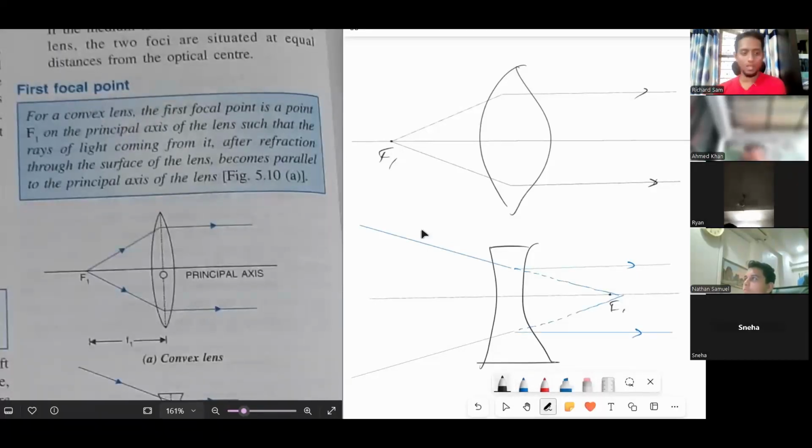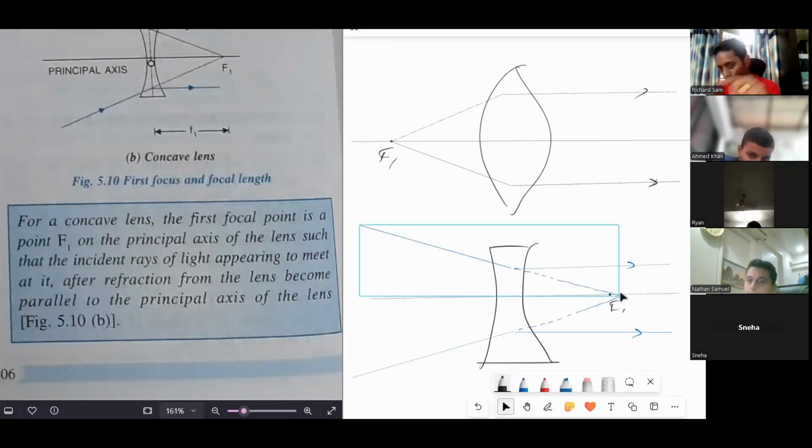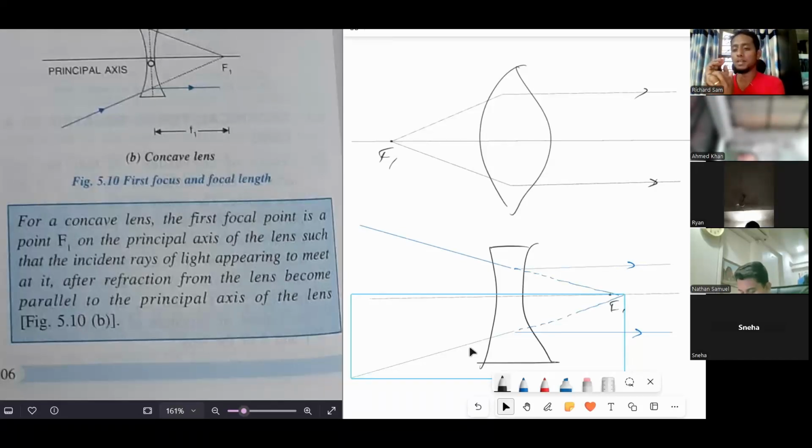Let's read the definition for F1 for a concave lens. Okay, I'll read, listen, while listening, you look at the diagram. For a concave lens, the first focal point is the point F1 on the principal axis of the lens, such that the incident rays of light appearing to meet at it, after refraction from the lens, become parallel to the principal axis. See, the incident rays are going straight towards F1, appearing to meet at it. After refraction, what happens to them? They become parallel to the principal axis. Do you understand? Incident rays are appearing to meet at F1. After refraction, they become parallel to the principal axis.